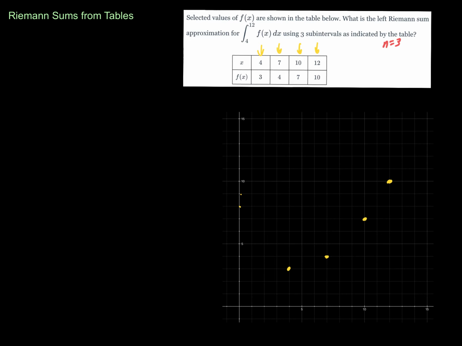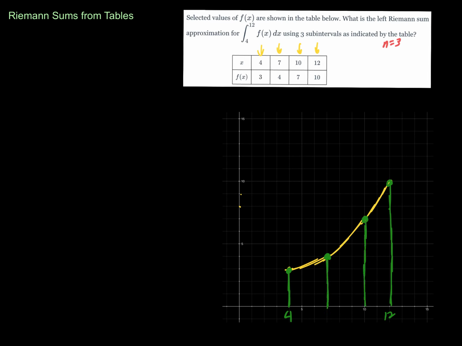Now, since those are the only points we have to work with, we have to use what we have. So if I connect the dots, the graph might look something like that. And we are dealing with 3 subintervals. Well, I'm going from here to here. That's the beginning and the end point, right? We're going from 4 to 12. And they're telling us 3 subintervals. Since we only have these 4 points to work with, I have to work with the information I have. So I have to break it up this way.